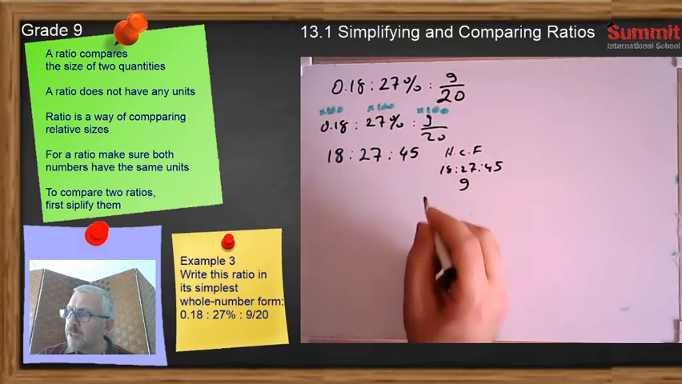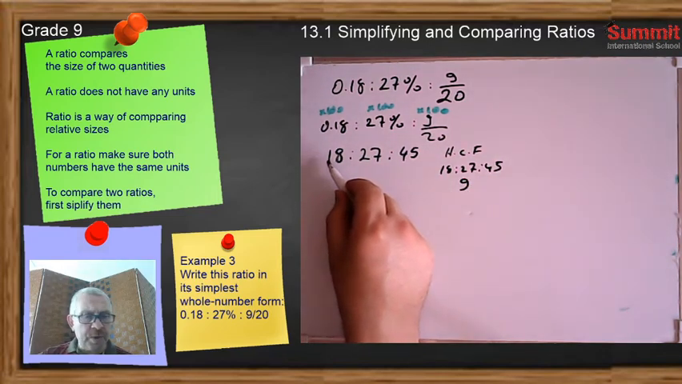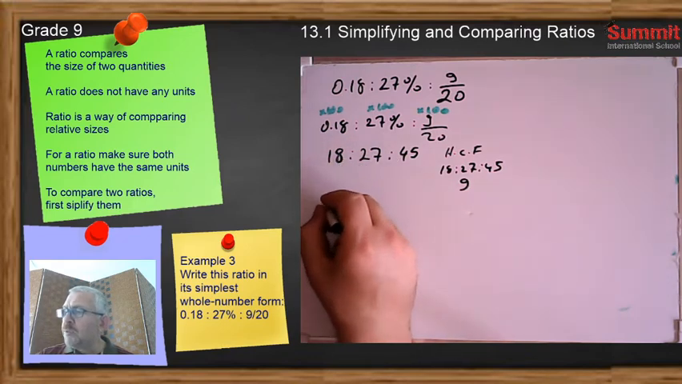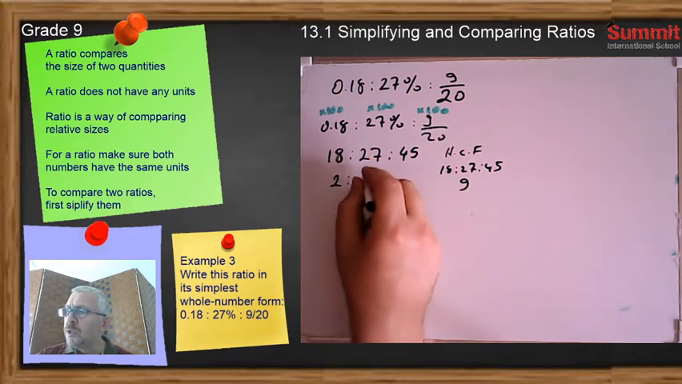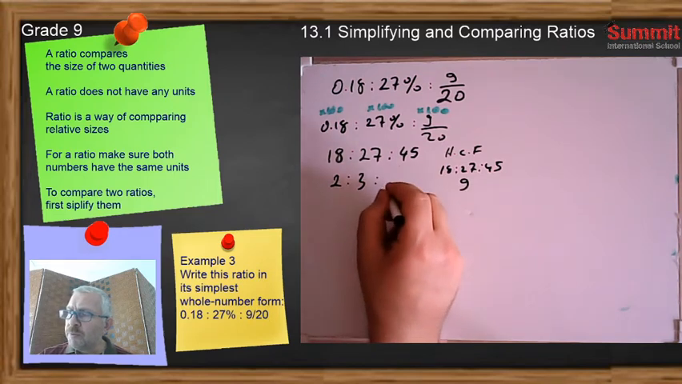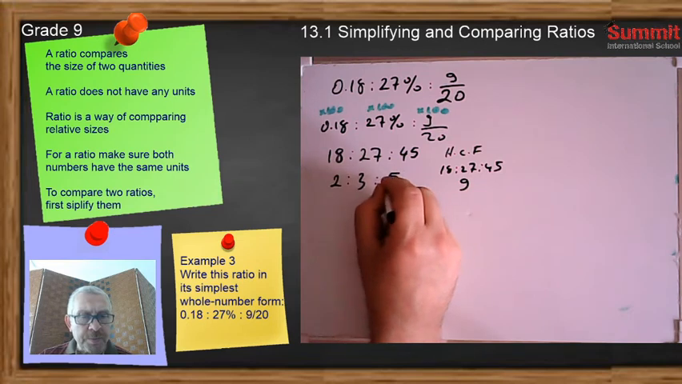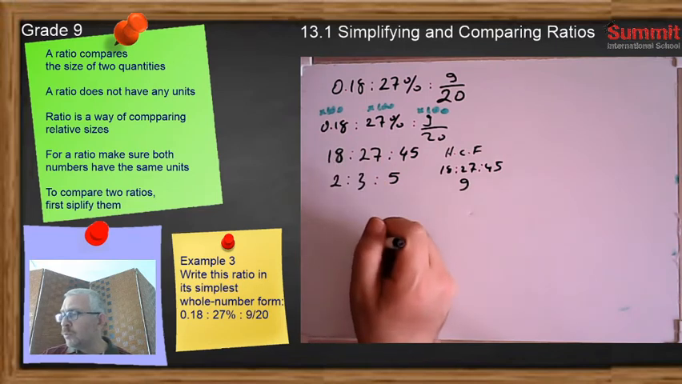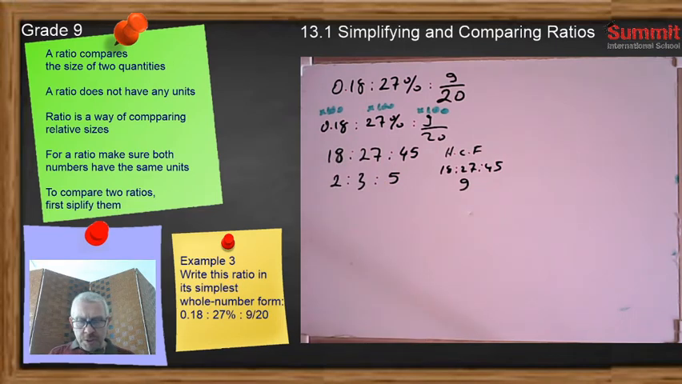It will be 9. It means we are going to divide this one by 9, this one by 9, this one by 9. 18 divided by 9 is 2, 27 divided by 9 is 3, and 45 divided by 9 is 5. Now we get the simplest whole number form of that question. Now let's go to the next example.